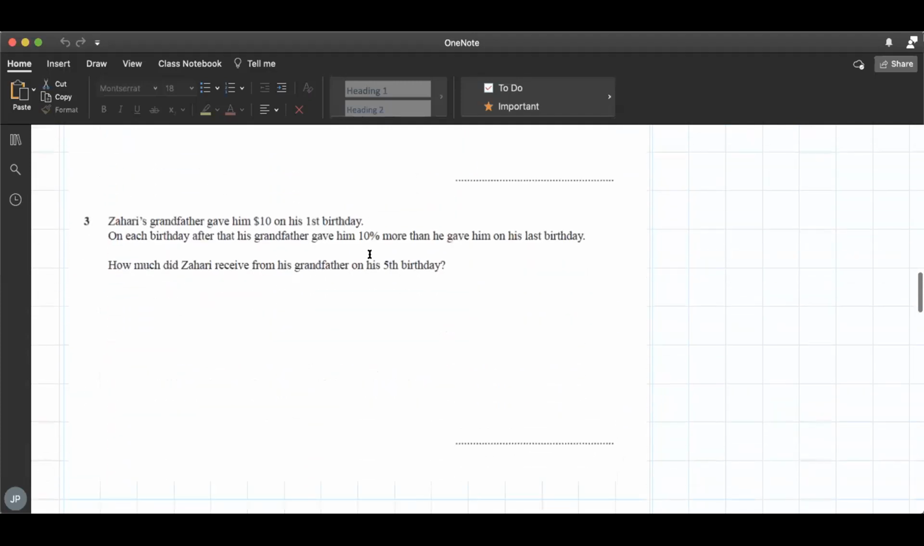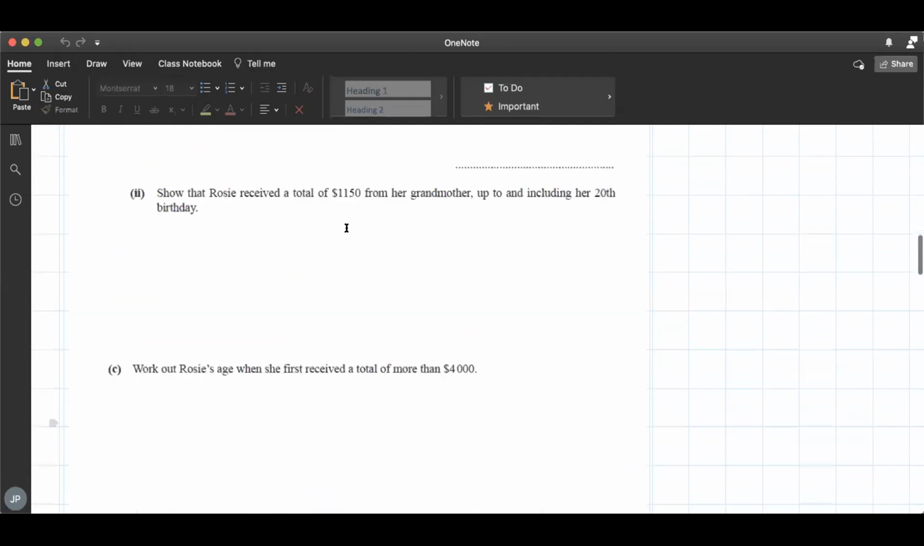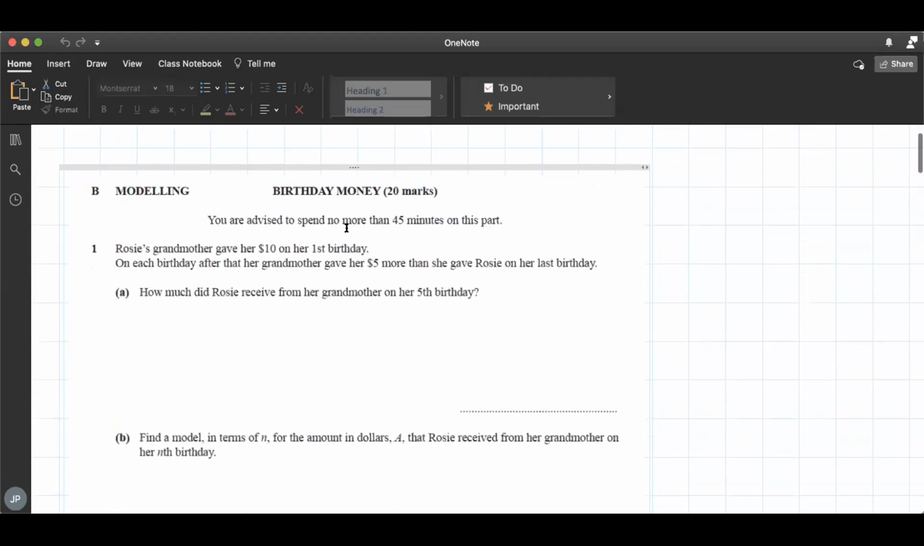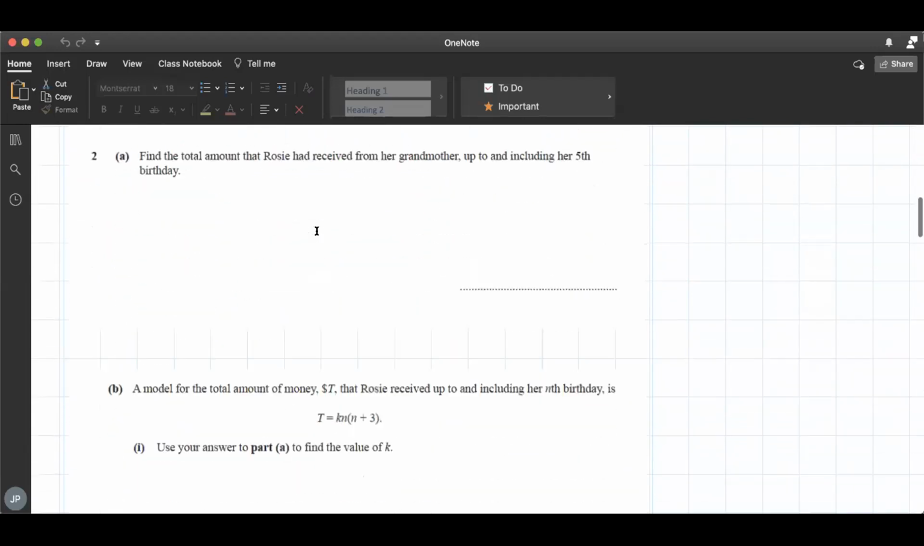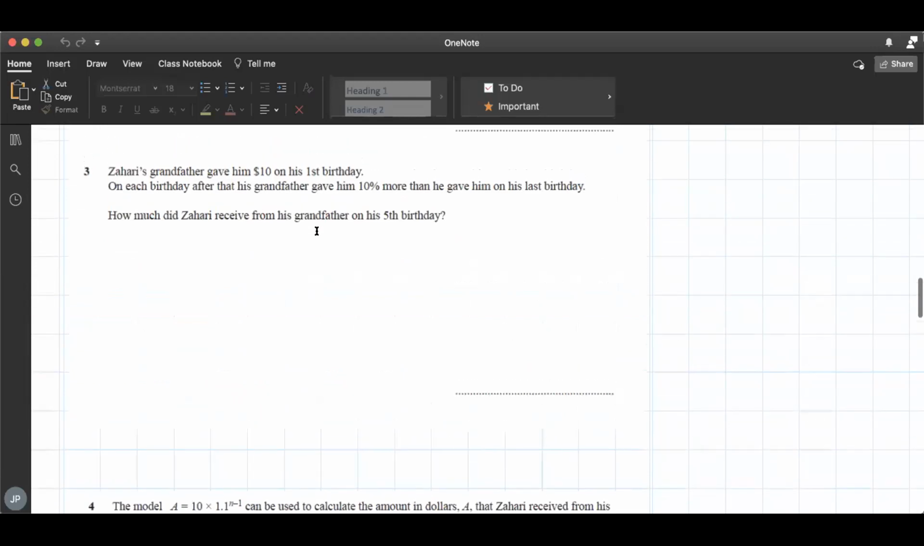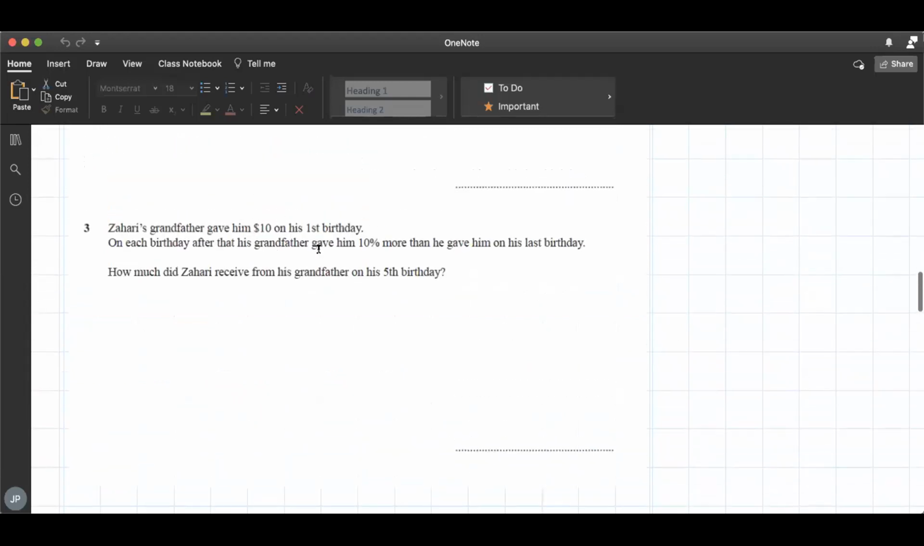Number 3, another person, that was Rosie, this is Zahari. Zahari's grandfather gave him $10 on his first birthday. Same amount, right? Rosie also got $10 on her first birthday. What happened after that to Zahari? On each birthday after that, Zahari's grandfather gave him 10% more. Now that rings a bell. That looks like the compound interest question.